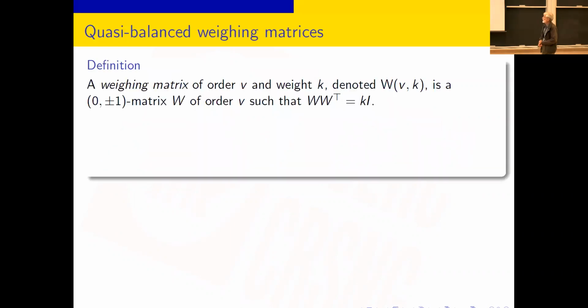Okay, what is now a quasi-balanced weighing matrix? So we have a weighing matrix. Entries are 0, 1, -1. Rows are all orthogonal. And the weight is k. So there are k non-zeros in each row and in each column. And we denote it by W(v, k). And the rows are orthogonal, as you can see. Here the rows are orthogonal.